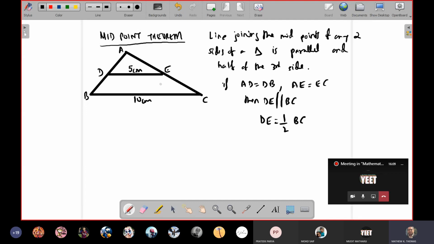The line joining the midpoints of any two sides of a triangle, if I join the midpoints, that line will always be parallel and half of the third side. Okay, so you may note down this midpoint theorem. And then we will go to the converse of the midpoint theorem.